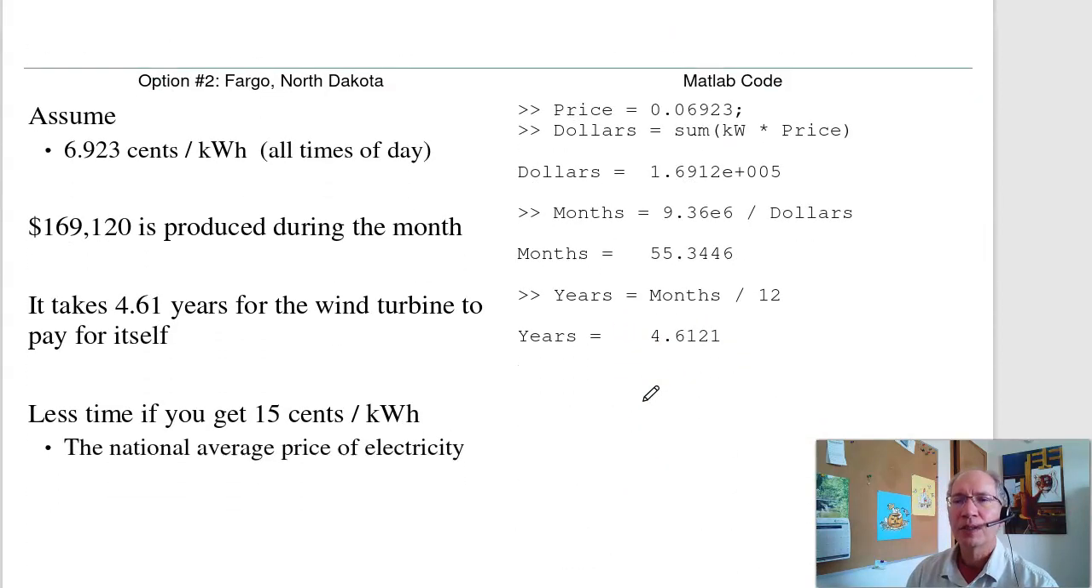Option number 2. Suppose you live in Fargo, North Dakota. Here you get 6.9 cents a kilowatt hour on average. So the revenue would just be the kilowatts times 6.9 cents a kilowatt hour, add them all up, $169,000 over that month. It now takes 55 months, or 4.6 years, for the wind turbine to pay for itself. But that's still a good investment. If it takes less than 7 years, it's a good investment from an economic standpoint.